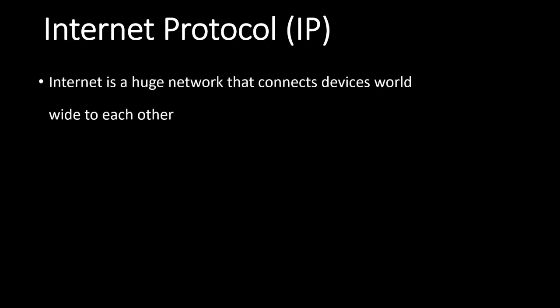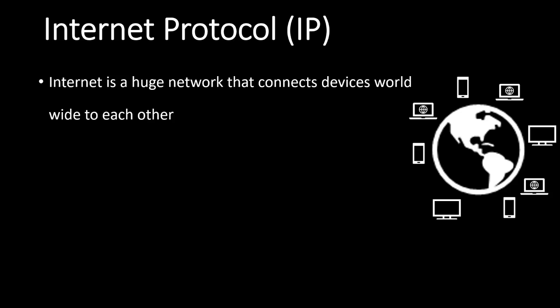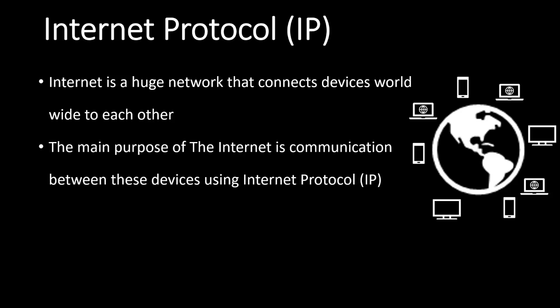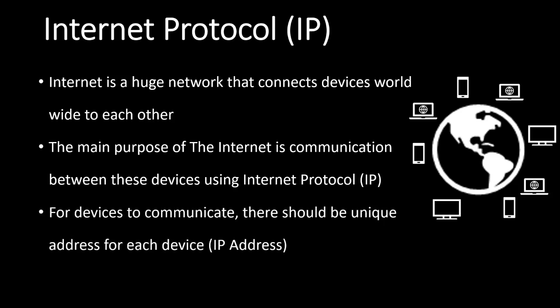So let's talk about the internet and internet protocol IP, which is the protocol we use over the internet. Internet is a huge network that connects devices worldwide to each other. These devices could be laptops, desktops, mobile phones, or even gaming console or washing machine, for example. The main purpose of the internet is communication between these devices using internet protocol. And for devices to communicate with each other, there should be a unique address for each device, which we call as IP address.